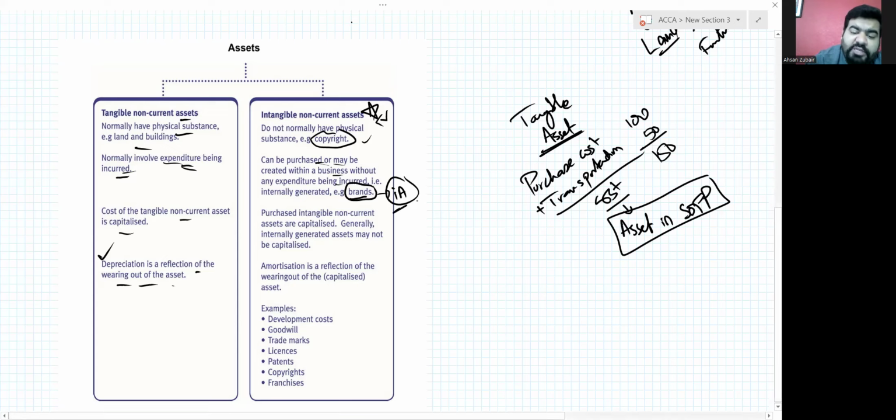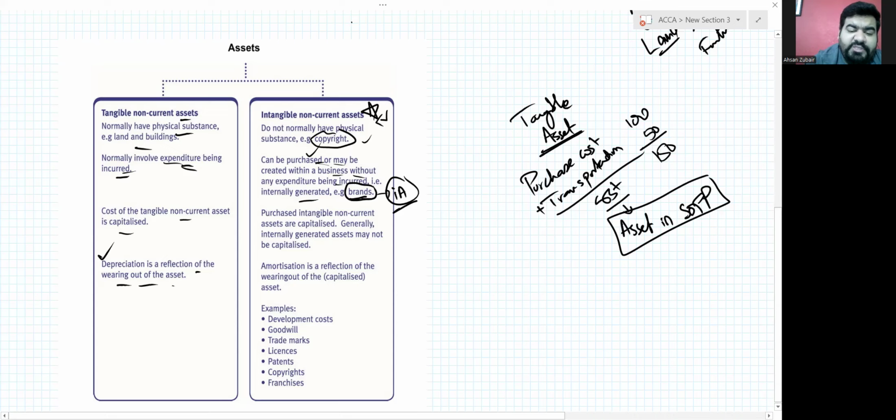So this type of intangible asset is something you haven't purchased or incurred any amount on. It may be created within the business without any expenditure being incurred. That is internally generated. Basically, a brand is internally generated, for example. You don't have to pay for that; it is created by its own.